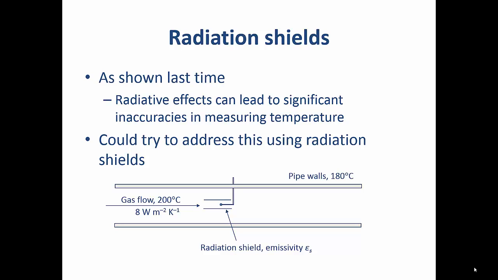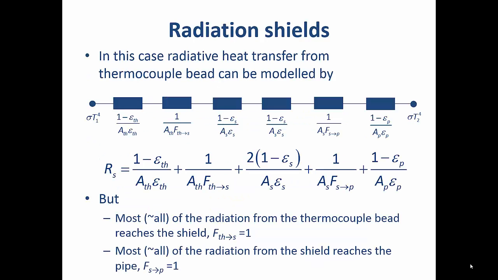So if I go back to the example that I looked at last time, you could envisage putting some sort of radiation shield around the centre of this thermocouple that is in the gas flow. So the gas flow is still at 200 centigrade, the pipe wall is at 180 degrees centigrade, convective heat transfer coefficient is the same as before, and the radiation shield has emissivity epsilon s. In this case, the radiative heat transfer from the thermocouple bead can be modelled by 6 resistances in series.